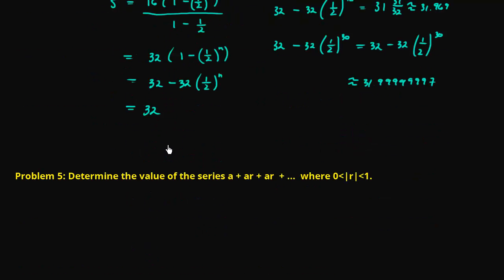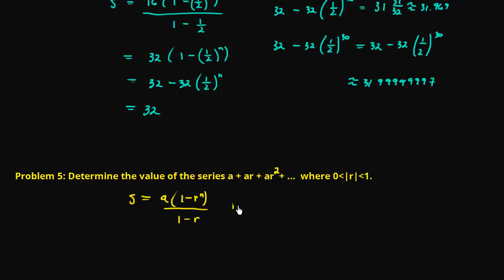where the absolute value of r is between 0 and 1. So we know that if we have a plus ar plus ar squared plus dot dot dot, well, we know that the value of that sum, based on the formula that we derived previously, is equivalent to a times 1 minus r to the power of n, all divided by 1 minus r.